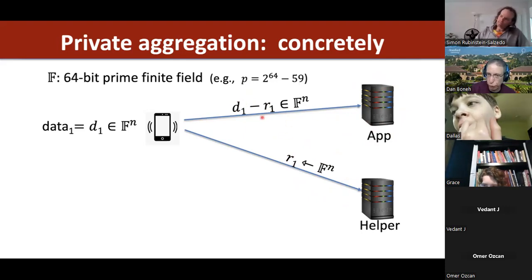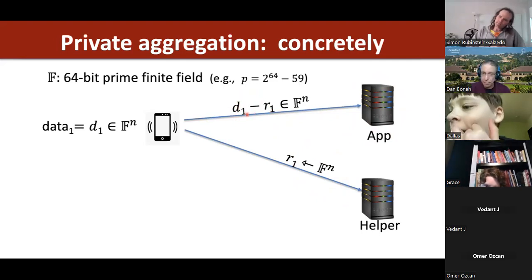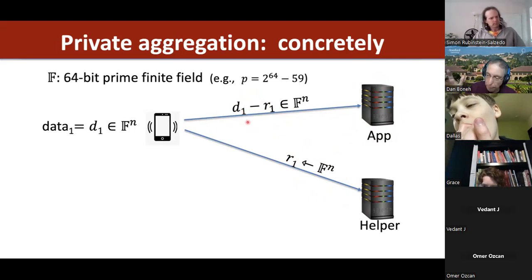The main server sees the difference of random junk and the actual data, and it's actually not that difficult to show that D1 minus R1 is a truly random vector. So by itself, this vector D1 minus R1 doesn't reveal what D1 is. Maybe you have heard of something called a one-time pad, which is a way to encrypt information. Effectively, R1 is like a secret key that's used to encrypt D1 using the one-time pad. Basically, the subtraction reveals no information about D1.